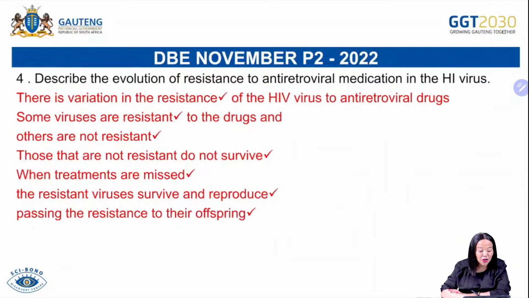The viruses that are not resistant to the drugs are going to die, and the ones that are resistant to the drug are going to survive when treatments are missed. So the missing of treatments will be our selective force here. Those that survive will reproduce and pass the resistance to the offspring. The most correct way of saying it is that they are passing the allele. Remember, we're not passing a characteristic; we're passing the allele of resistance to the offspring. So this is how you need to answer the question that has to do with natural selection.